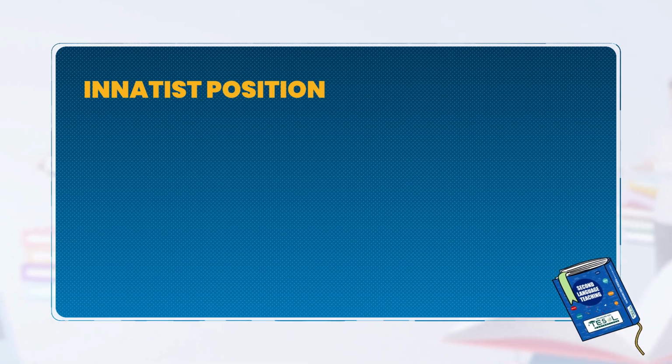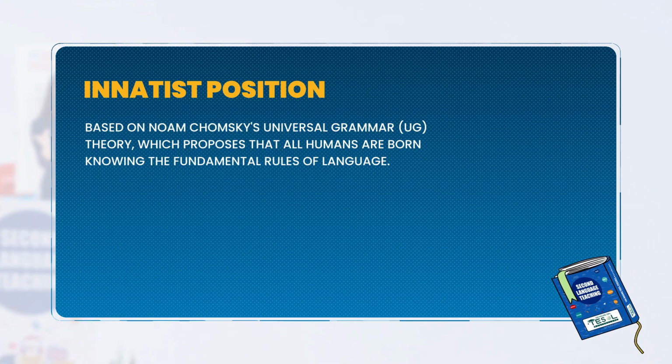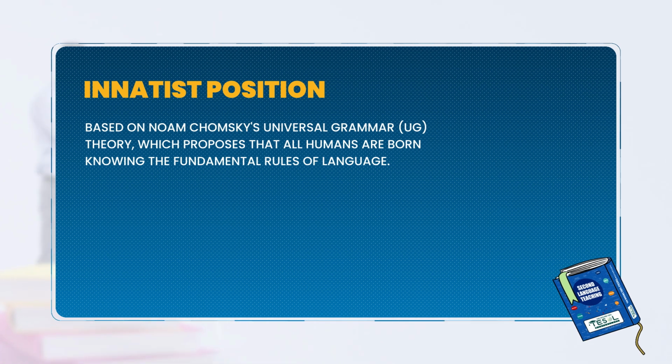Innatist position is based on Noam Chomsky's universal grammar or UG theory, which proposes that all humans are born knowing the fundamental rules of language. It argues that UG is why it's easy for humans to learn their first language and that access to UG lessens with age. This is why it's harder to learn a second language in adulthood.